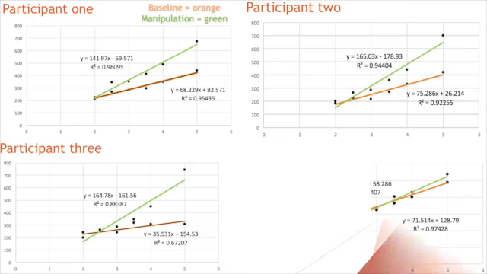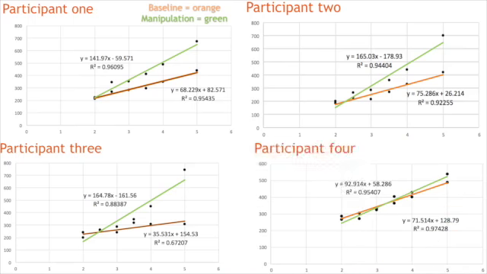Participant 4 results. The slope of the baseline suggests that each bit of information requires 71.514 milliseconds to be processed, while the slope of the manipulation suggests that each bit of information requires 165.03 milliseconds to be processed.